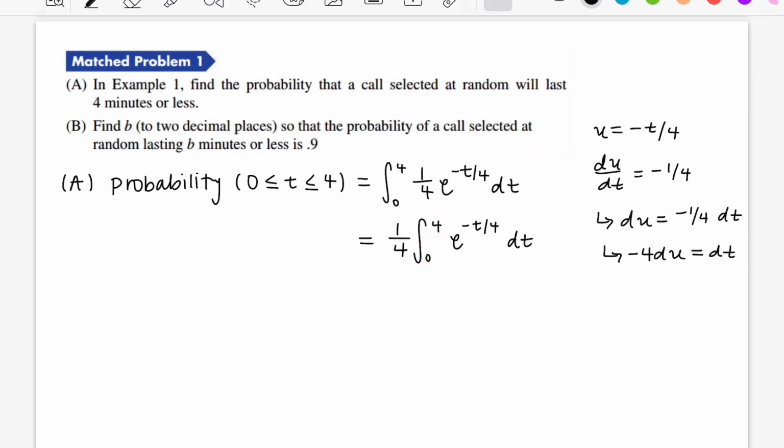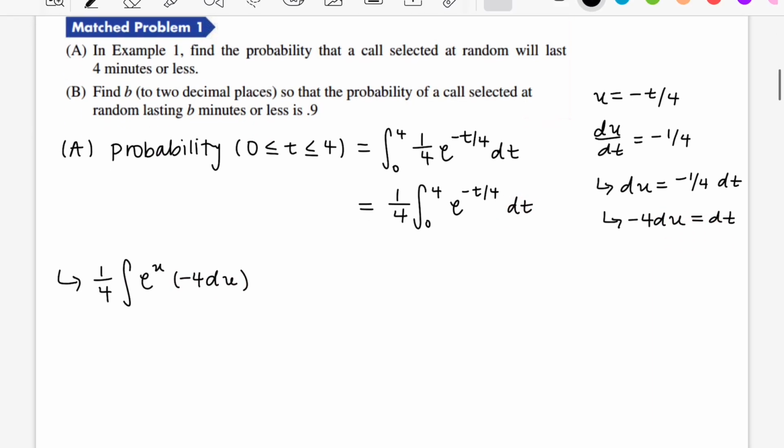Now, what I'm going to do here is evaluate the indefinite integral, so we're going to ignore these bounds for a moment. We'll have 1 over 4, and then we're taking the indefinite integral of e to the u times minus 4 du, because minus 4 du is equal to dt here. Evaluating this, we can bring out this negative 4 in front, so these 4's will cancel. We're just left with the negative out front, integral of e to the u du. And we know this is going to be negative e to the u plus c.